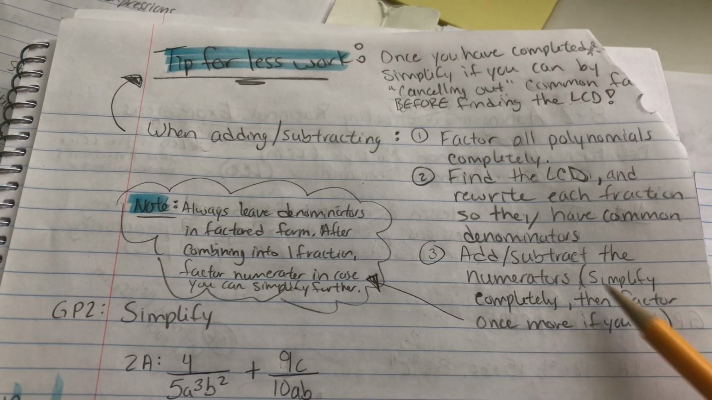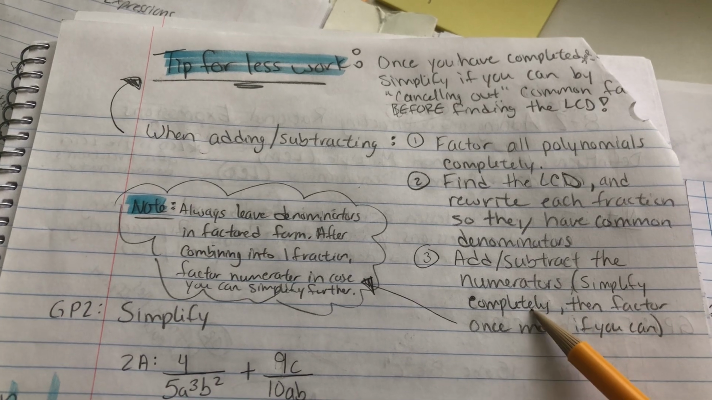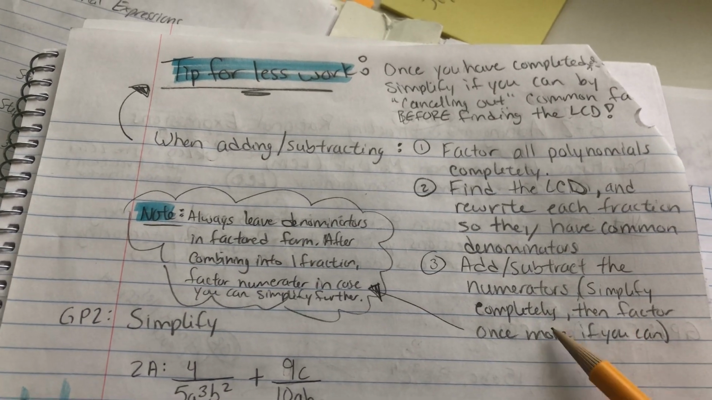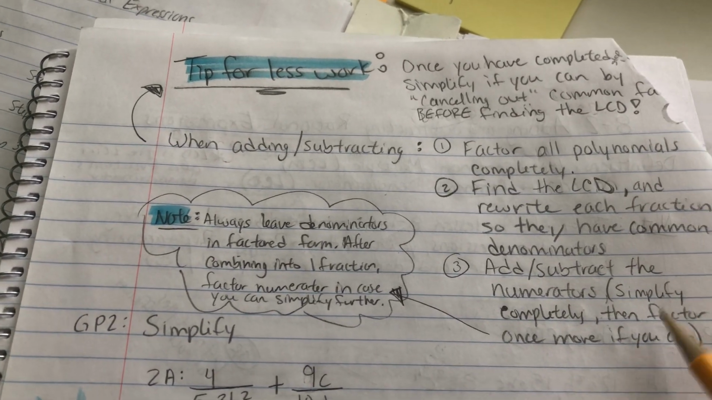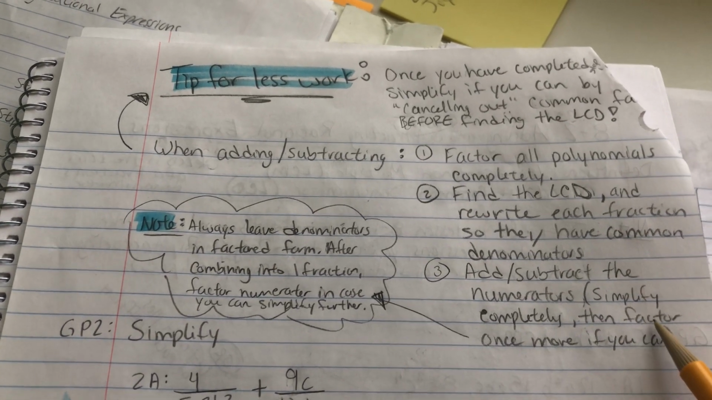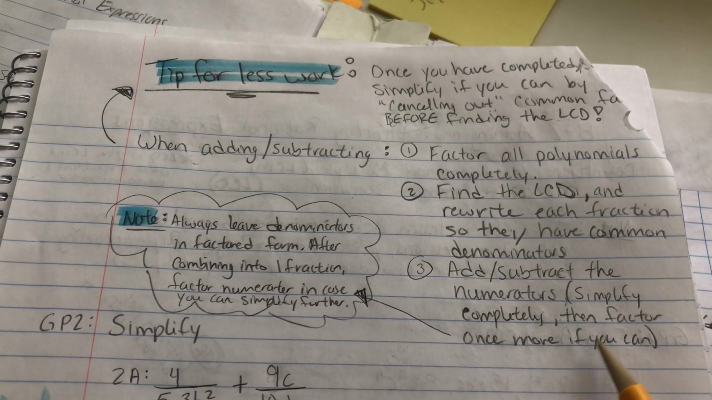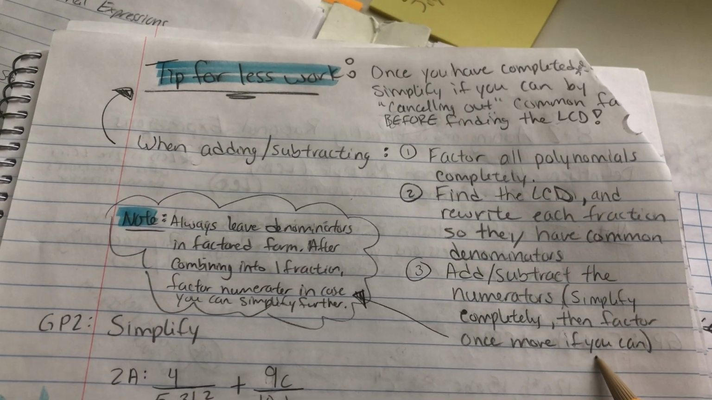Here in parentheses, I have written out that anytime you can, you need to simplify the numerator completely, then factor once more. There will be times where when you add or subtract the numerators, you're going to create new factors that could actually reduce with the denominators.